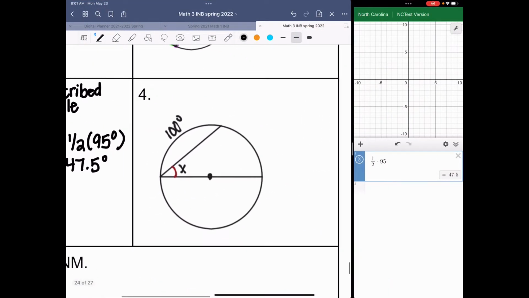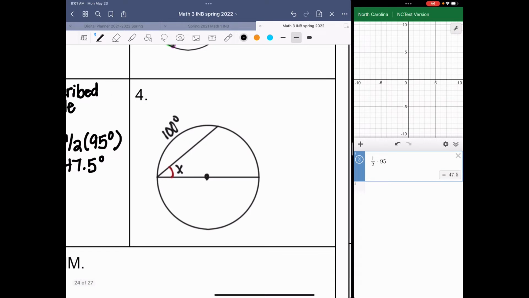All right, so number 4. This one kind of gives you some indirect measurements. I still have an inscribed angle. So right here, I have this inscribed angle. Now, if you notice, this inscribed angle is going through the center. It's got a diameter right here.